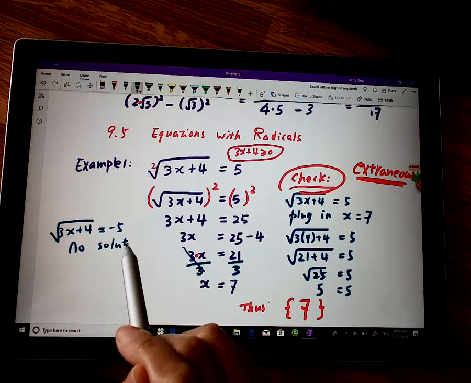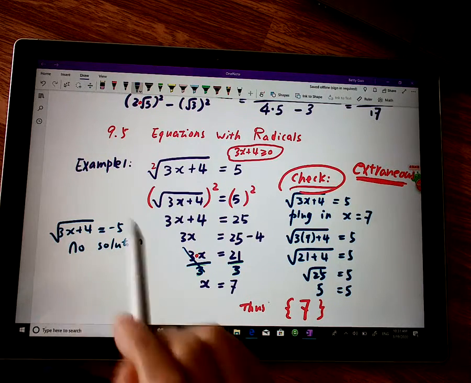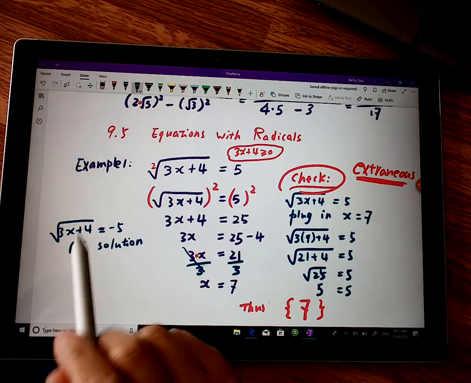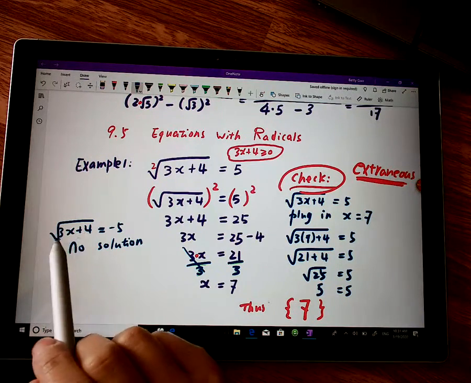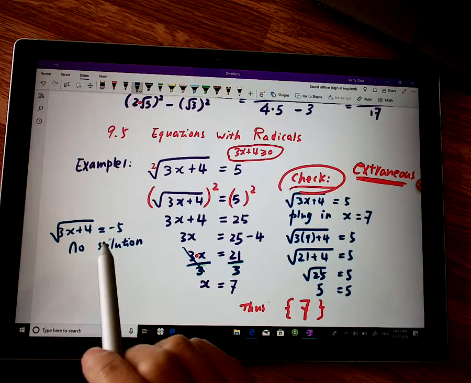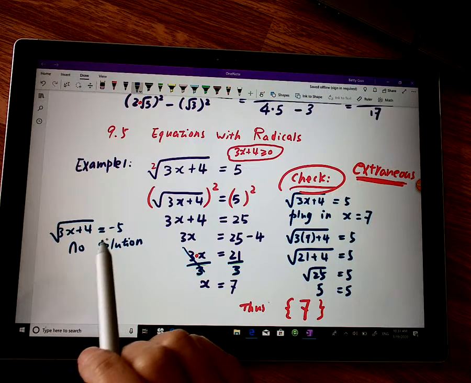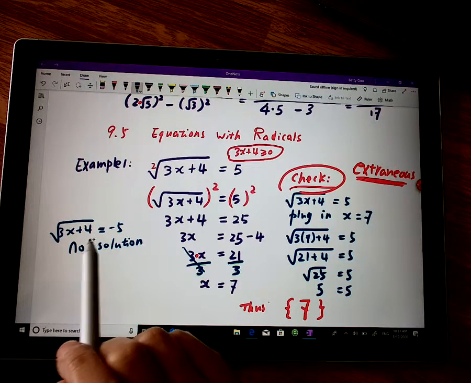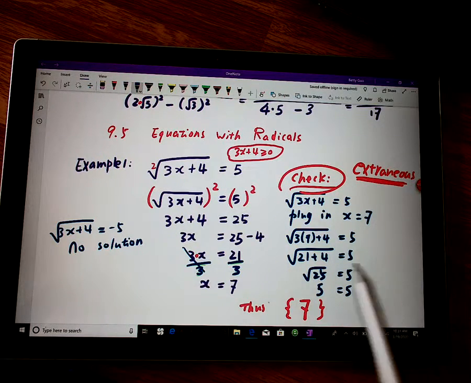You can pause it before you see the answer: no solution. Yeah, this equation has no solution. Why? Because it's not possible for a principal square root to be a negative number. Do you see that? This actually is a very simple equation. You don't have to do anything. You can determine without solving it. You don't have to apply the whole procedure.